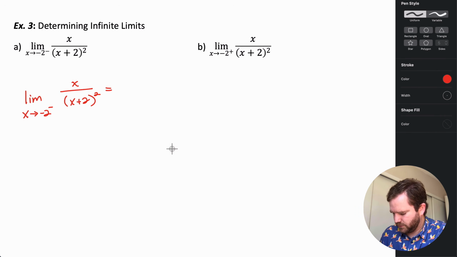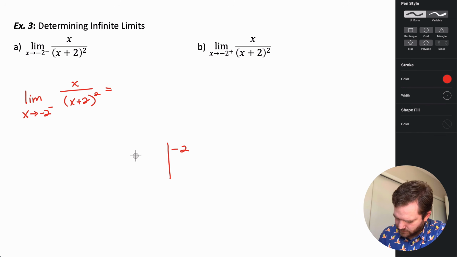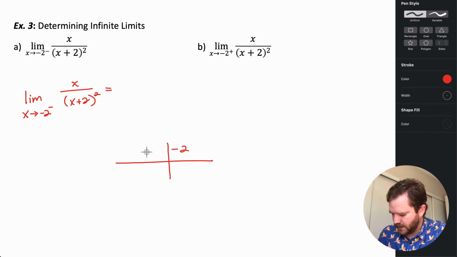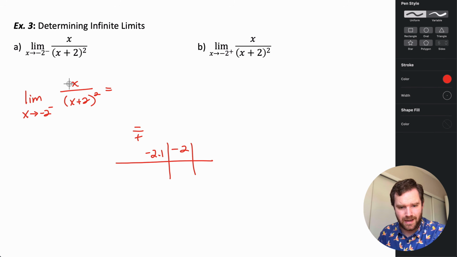Okay, so negative 2 is right here. So as I'm approaching from the left, like negative 2.1, what happens? When I plug negative 2.1 into the numerator, it's going to be negative. When I plug negative 2.1 into the denominator, I get negative 0.1, but that's being squared, so it's going to be positive. And again, as I get closer and closer to negative 2, my numerator is always going to be negative, and my denominator is always going to be positive because we square it. So the whole thing is going to be ultimately a negative number, getting closer and closer to negative infinity.